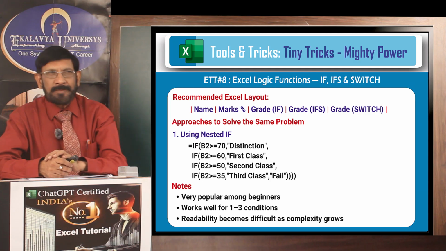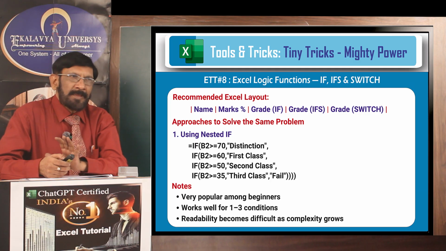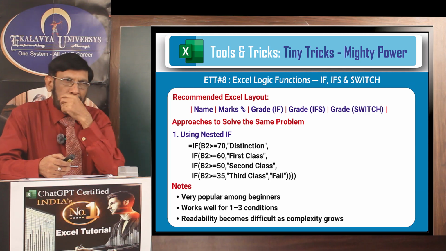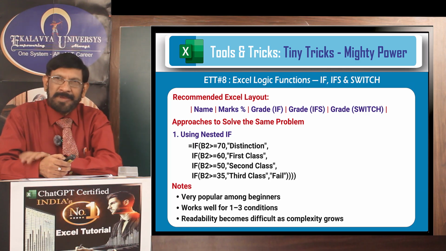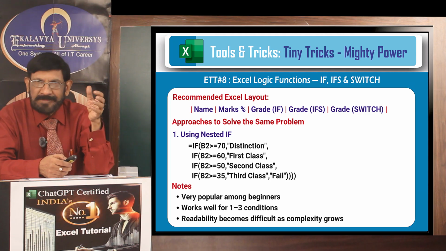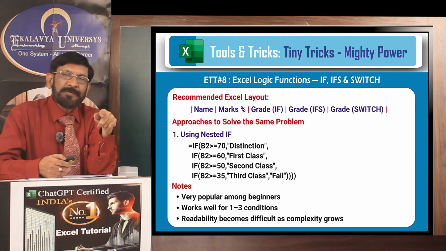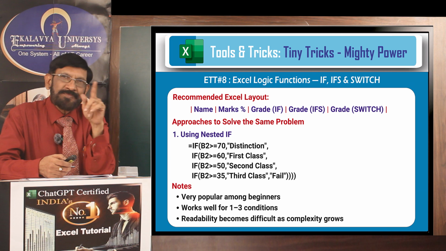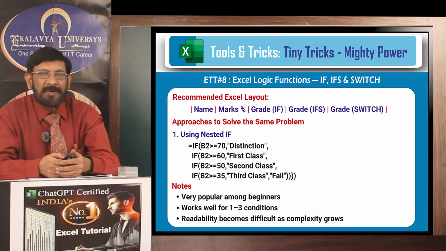B2 is greater than or equal to 50, that is the second class. B2 is greater than or equal to 35, third class. Now four classes you have written, 4 types, and for the fifth one you are not writing any condition, and fail you are writing. What does it mean?